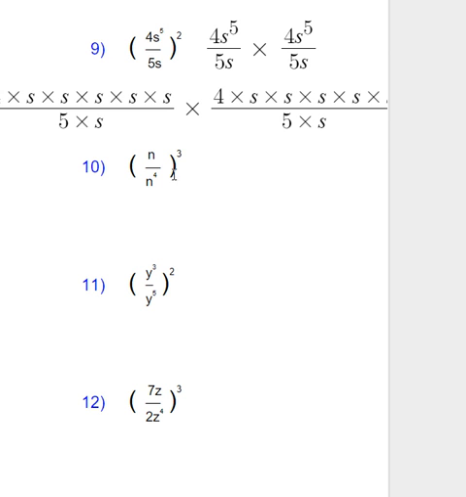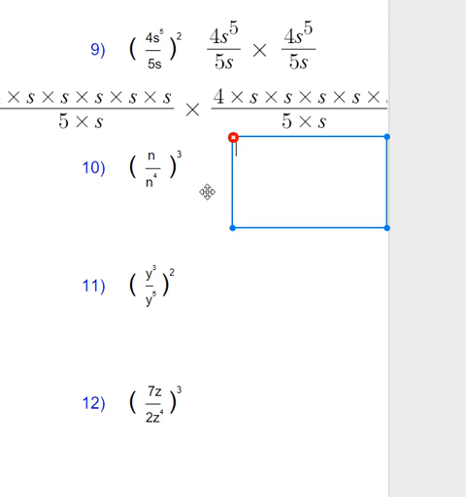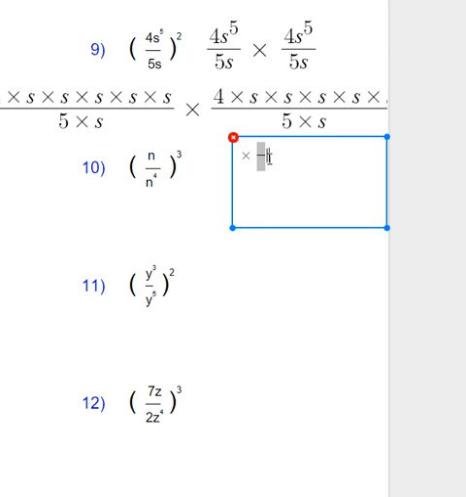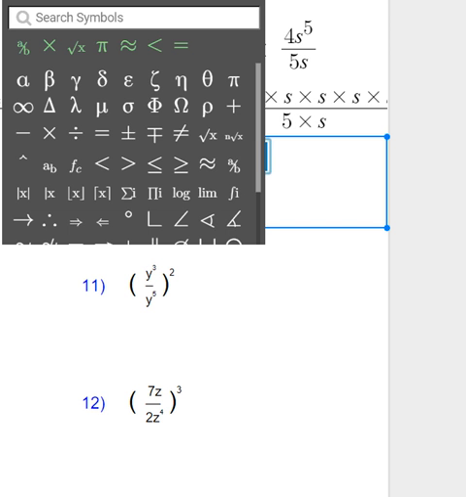So I need a new text box here. 4 times 4 for the numerator. Here we go. That's not really wanted. This is what I wanted. Ignore that times right there. Oh my gosh. This is seriously annoying.